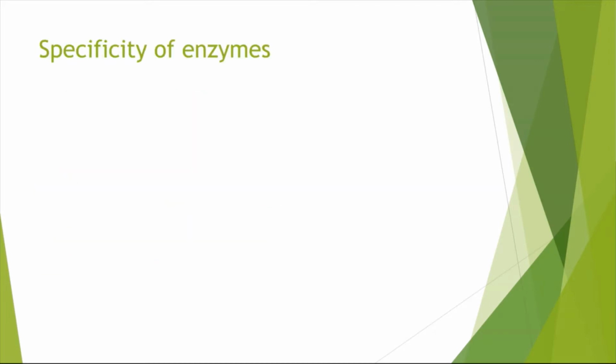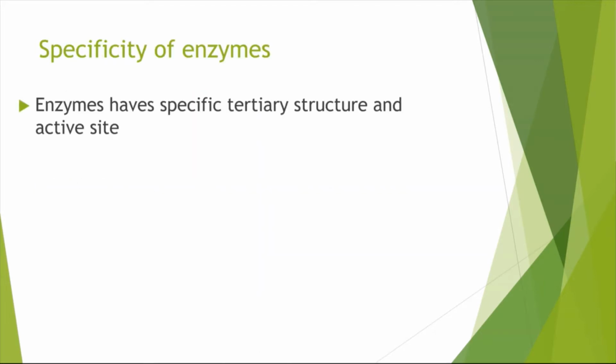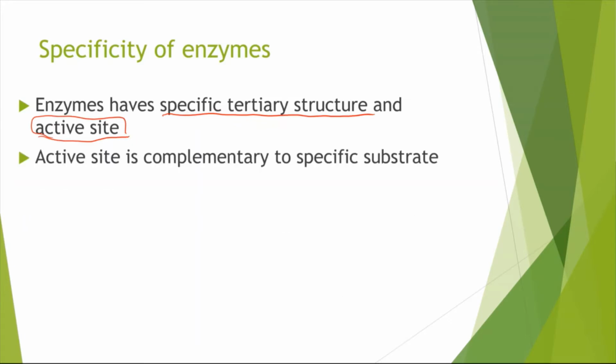So you need to be aware of the specificity of the enzyme. Enzymes have a specific tertiary structure and active site. If you remember from the proteins topic, the tertiary structure is the 3D structure, which comes after the primary and the secondary structure, and enzymes have a specific tertiary structure which no other protein will have. The active site is where the substrate will bind to. So the active site is complementary to the specific substrate.